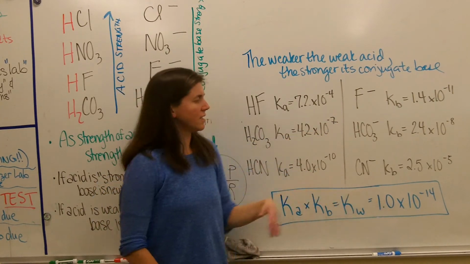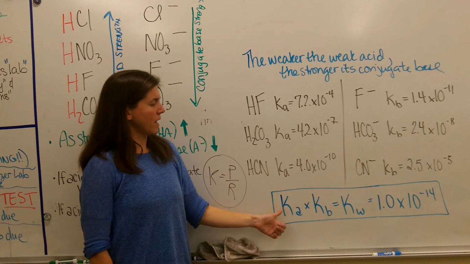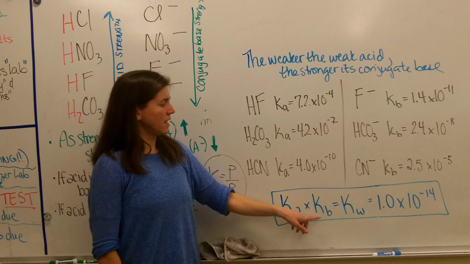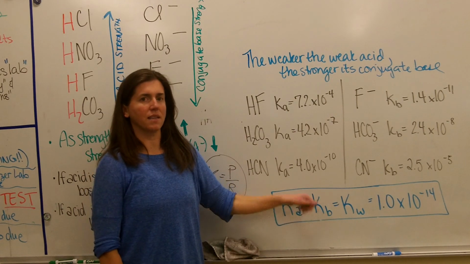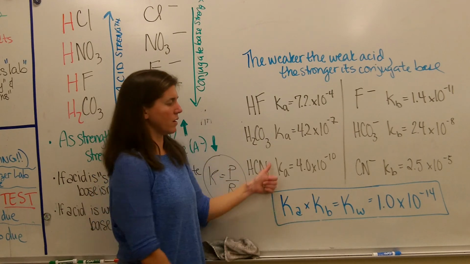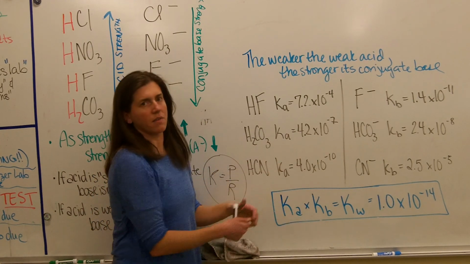So since that's a constant, we can see in this relationship, as my acid strength goes up, I'll have a higher Ka value. That means the strength of the conjugate base will go down because I'll have a lower Kb value. So as one goes up, the other one must go down, and vice versa.